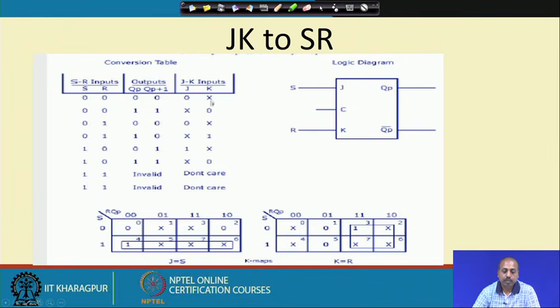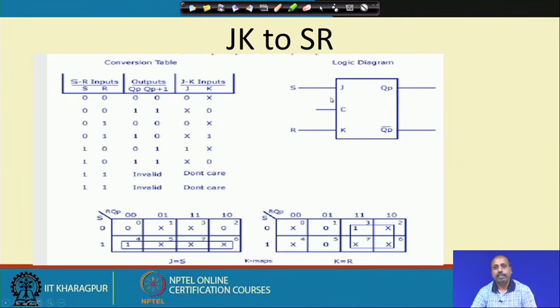Similarly, for 1 1, K should be equal to 0 and J is don't care. Similarly, for 0 0, again the same thing: J is 0 and K is don't care. In this way you can fill up this J and K part, and then you can make a truth table and a Karnaugh map and simplify it, and what you get is J equal to S and K equal to R.